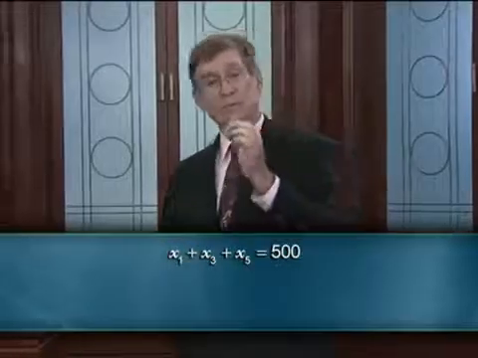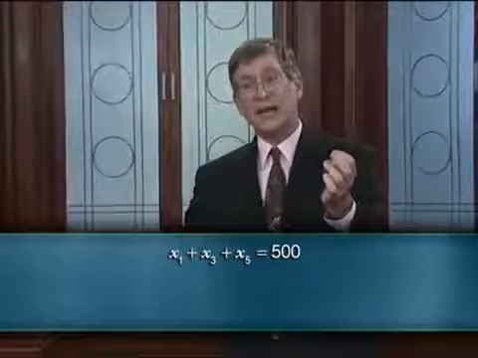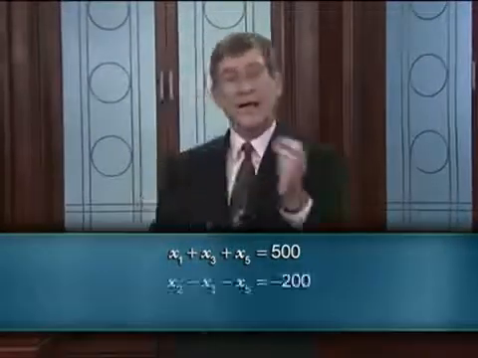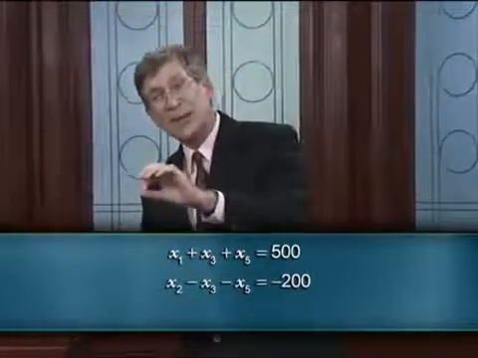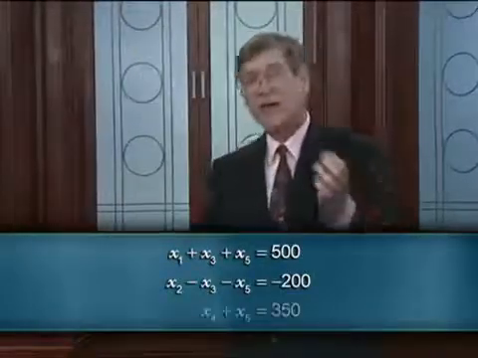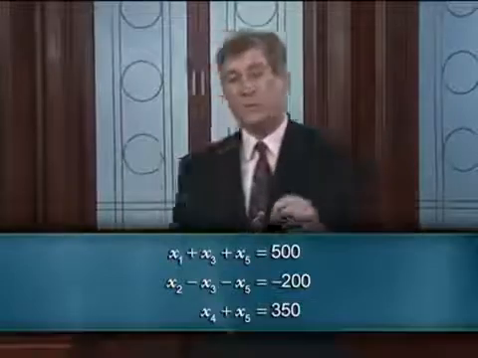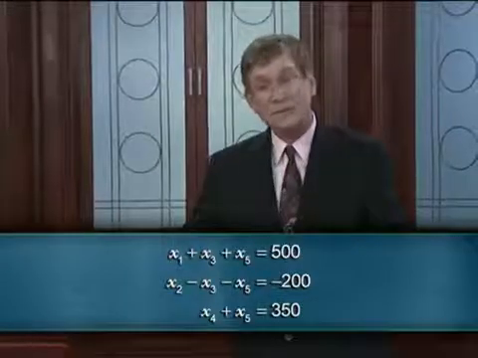So we now have the resulting matrix after doing Gaussian elimination. I admit I cheated. I used my calculator, but I got that result. Let's translate back to equations. Well, the first equation would be x1 plus x3 plus x5 equals 500. x2 minus x3 minus x5 equals minus 200, and x4 plus x5 equals 350.